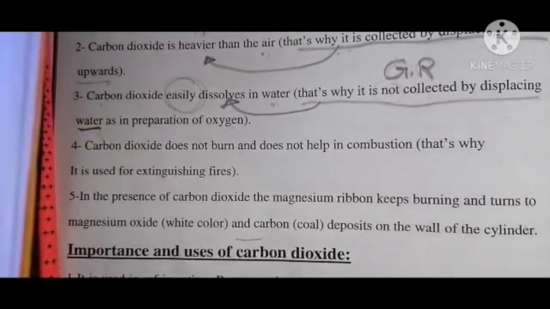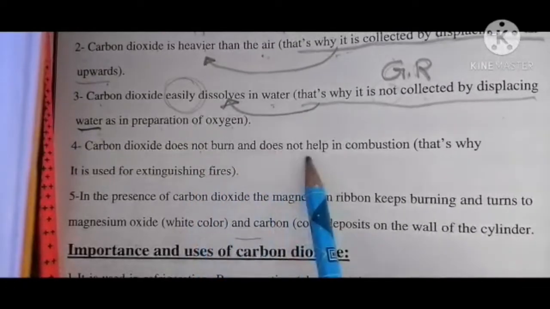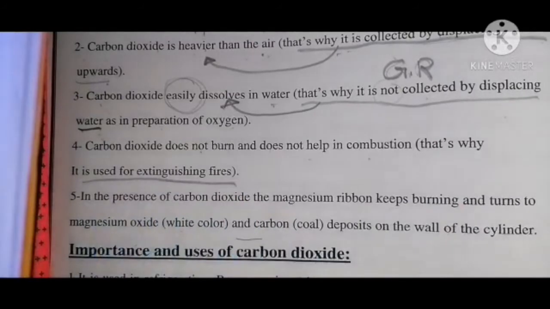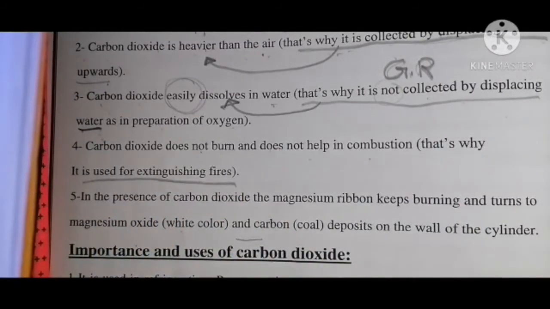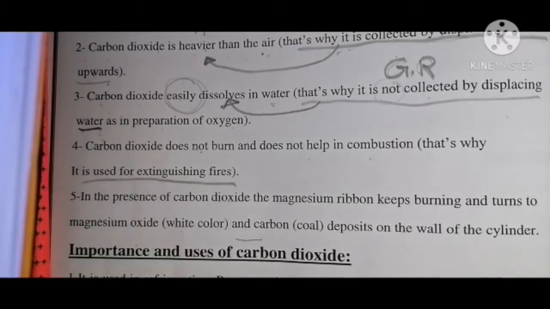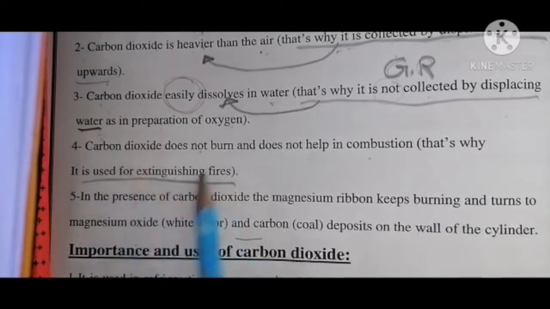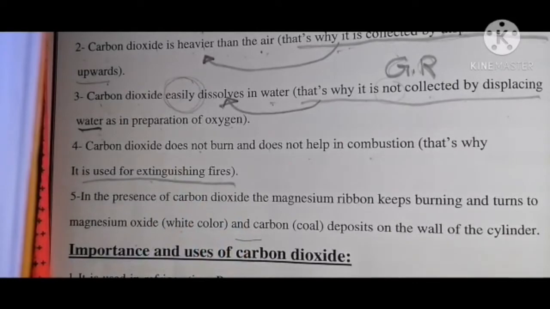Number 4, carbon dioxide doesn't burn and doesn't help in burning, so we use it in extinguishing fires. What is the meaning of extinguishing fires? To put off the fires. This red thing that we find everywhere is filled with carbon dioxide, so that if there is any fire, I will put it off with the help of carbon dioxide. So I use it in extinguishing fires. Extinguishing means putting off the fires.